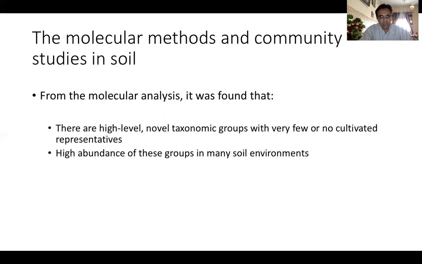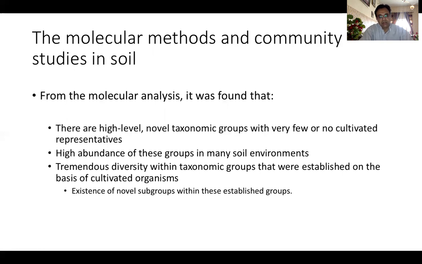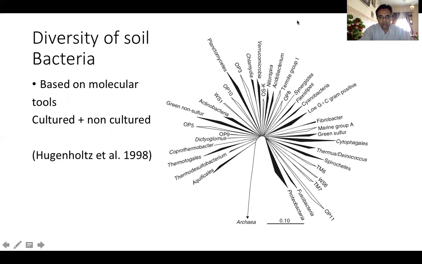These bacteria or these groups have high abundance in many soil environments, and we see tremendous diversity within the taxonomic groups that were earlier established on the basis of cultivated organisms. And we see new groups, new subgroups within these established groups. So here, this chart gives you a small picture in which you can see the divisions of different groups, and each group contains non-cultured organisms. Very few cultivated examples are there.